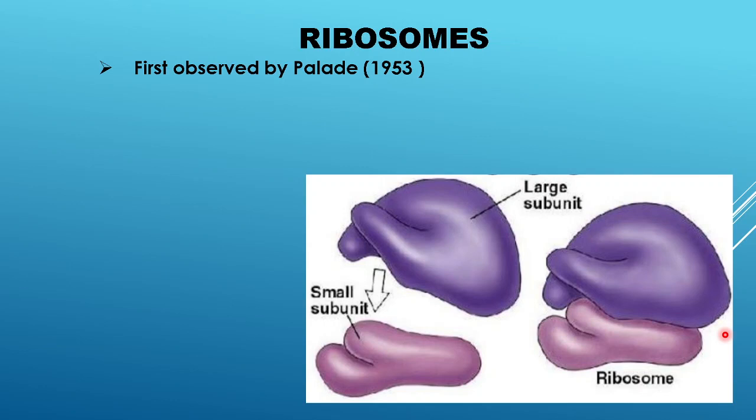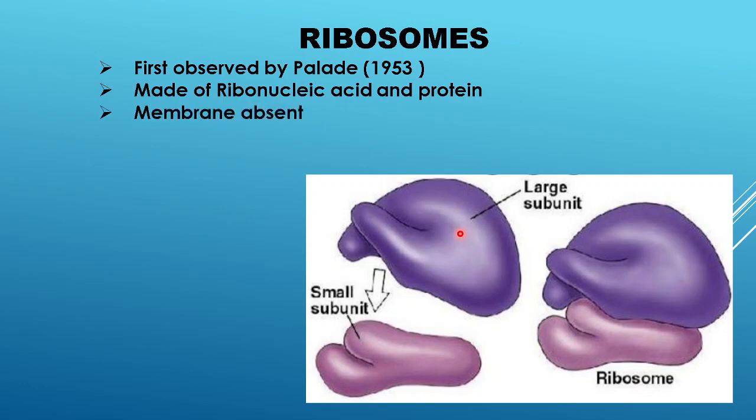It was first observed by Palade in 1953, made of ribonucleic acid and protein. It is mainly made up of RNA. Inside its body there is RNA present, as well as some protein, which will act as the enzymes. Then, as I mentioned a little while ago, it is membraneless. It does not have an outer covering as we find in other cell organelles.